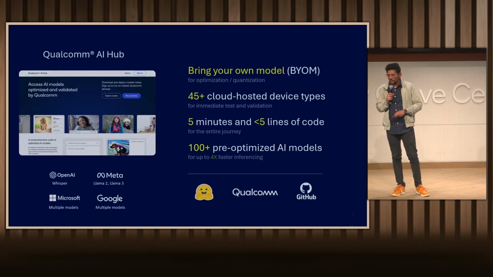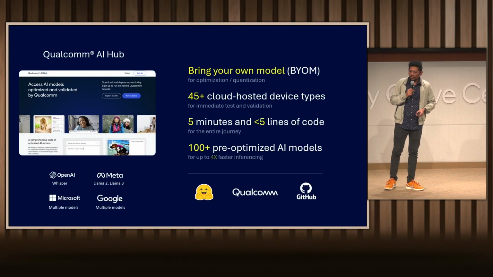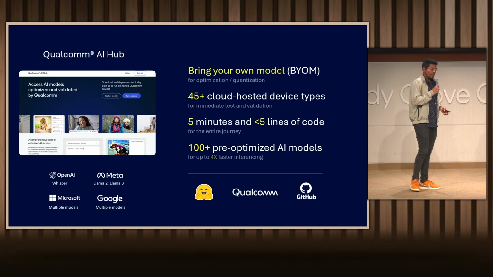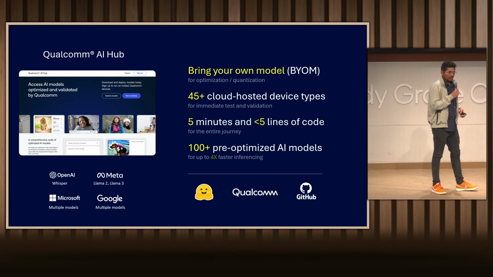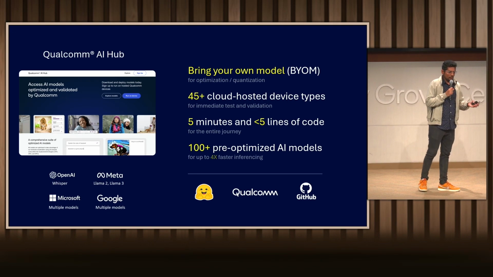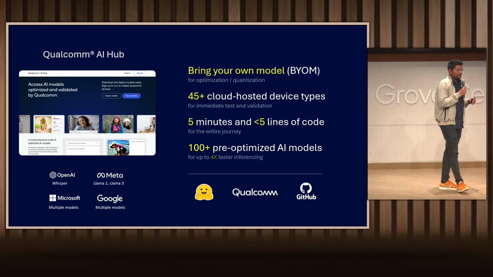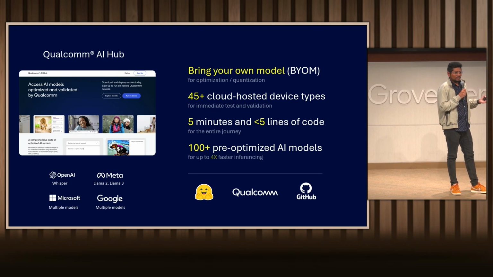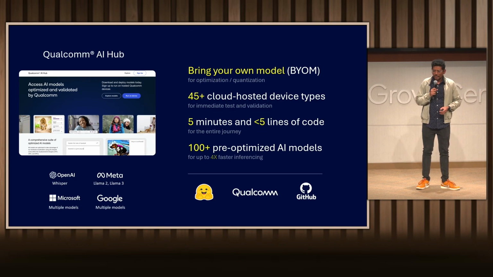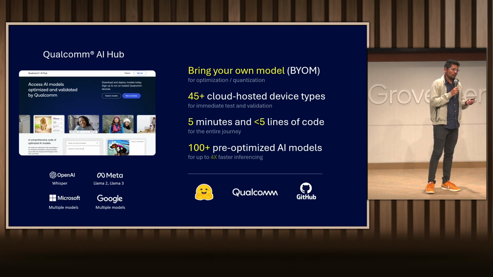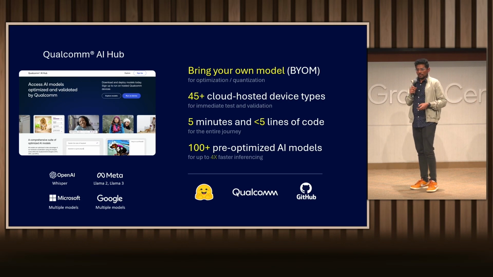To solve all these problems, we built Qualcomm AI Hub. Qualcomm AI Hub is a SaaS platform that has more than 45 cloud-hosted device types that range from IoT, automotive, and mobile use cases. You can bring your own model, and we have more than 175 pre-optimized AI models. So the theme is, you go to Qualcomm AI Hub, you pick up a model that serves your use case, and if you don't see your use case listed with a pre-optimized model, then you can also bring your own model. And all it takes is 5 minutes and less than 5 lines of code to run a model on device.